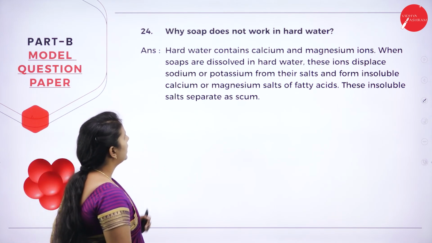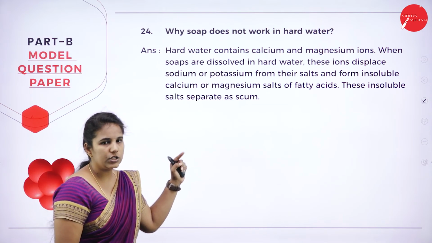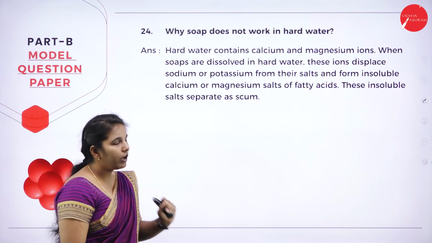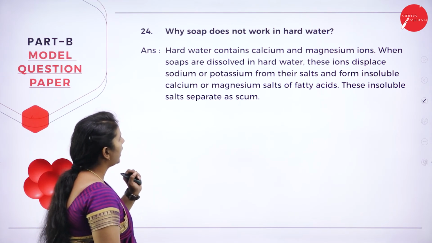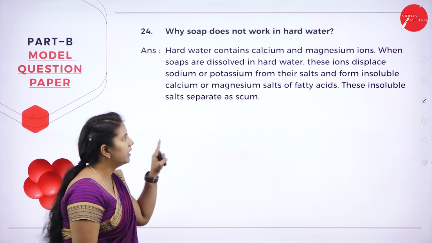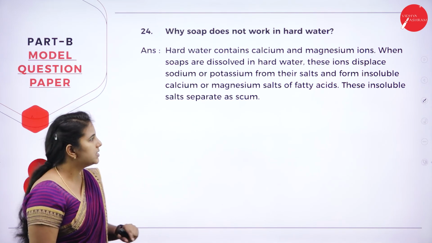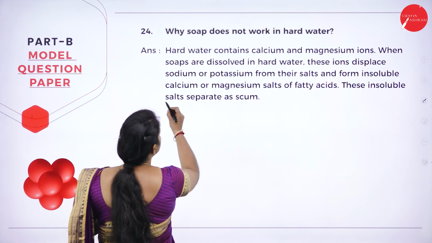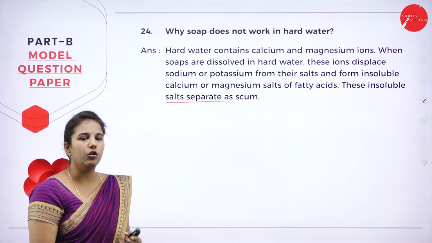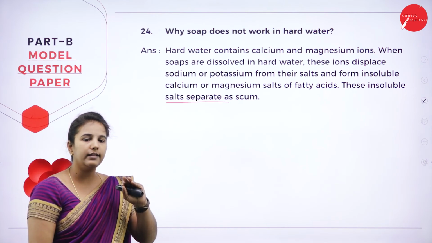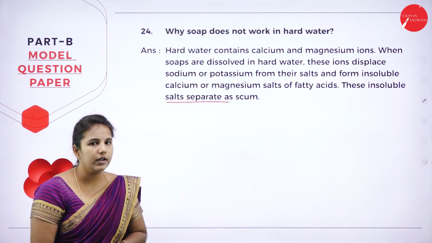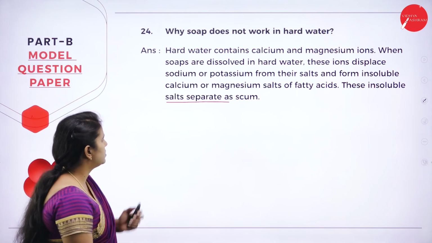Okay. So the hard water, which contains calcium and magnesium ions, when the soap is dissolved in hard water, these ions replace the sodium and potassium from their salts and form insoluble calcium and magnesium salts of fatty acid. These insoluble salts separate as scum. Because of the scum formation, the soap will not form a lather and it does not clean the cloth at all. Hence, it does not work in hard water. Hope you have understood this reason.